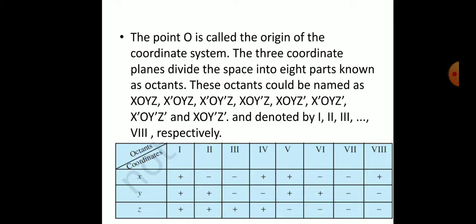The three coordinate planes divide the space into 8 parts known as octants. Previously it was divided into 4 parts, known as quadrants. Now because we have one more z axis, it will divide into 8 parts, so they are known as octants. Octa is for 8, right? These octants would be named as XOYZ, X'OYZ, and so on.